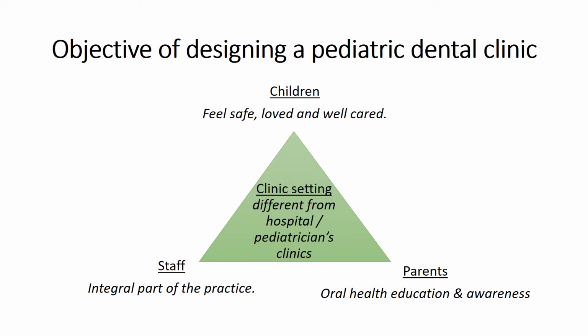So essentially the basic objective of designing a pediatric dental clinic is three prong, okay, and actually four prong. First and foremost, the clinic should be designed in such a way that the children feel safe. Let me get the laser pointer. Okay, so children must feel safe and loved and well cared for. That means they must have a sense of security when they are in a pediatric dental clinic. So not only will they feel safe, they will also feel comfortable and therefore they will also be in a good mood.